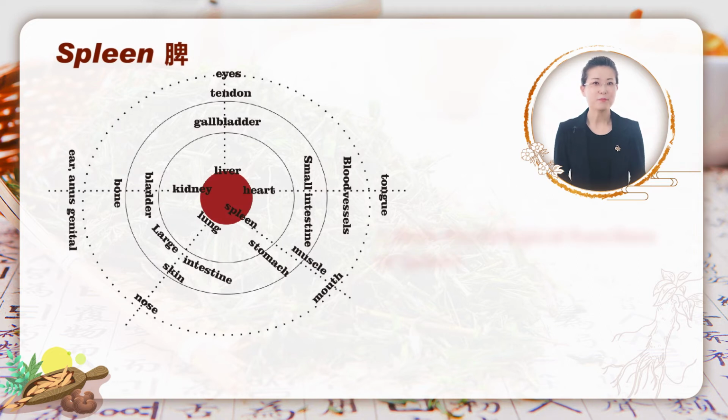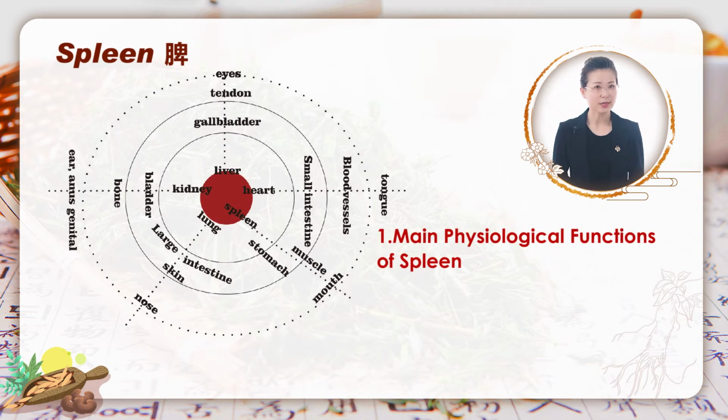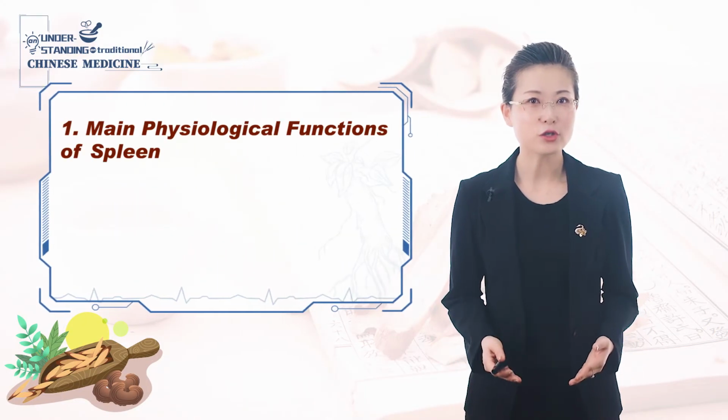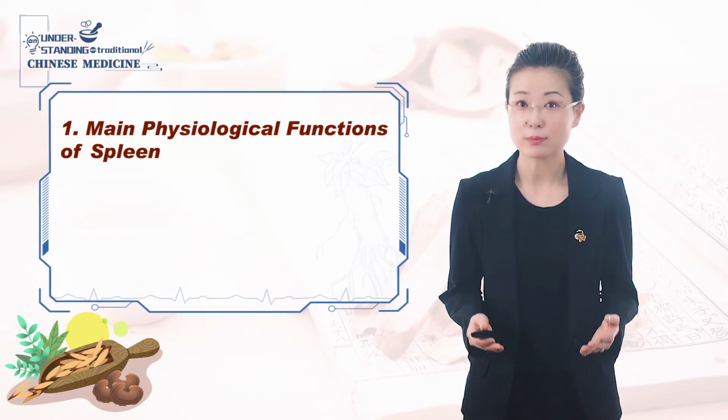Going? Today we will learn the spleen together. The contents include the main physiological functions of spleen and its relations with meridians, tissues and orifices, emotions and seasons. The physiological function of spleen include 3 aspects.